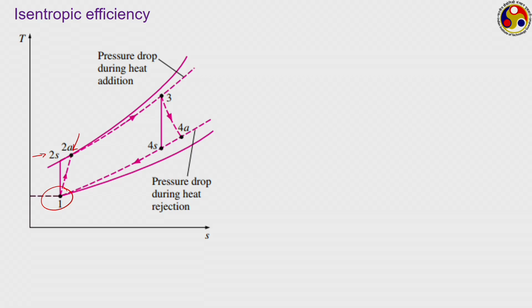The effect of irreversibilities is that we have to give a higher work input to the compressor. Accordingly, we define something known as the isentropic efficiency. The isentropic efficiency for a compressor is defined as the ideal work requirement, Ws, divided by the actual work requirement. The actual work requirement will always be higher because of irreversibilities. So, this can be written as (h1 minus h2s) divided by (h1 minus h2a).